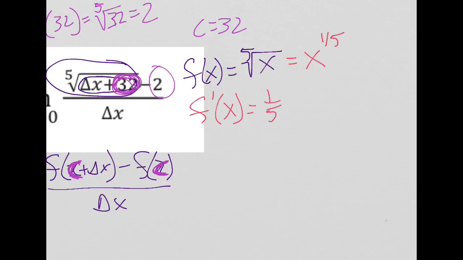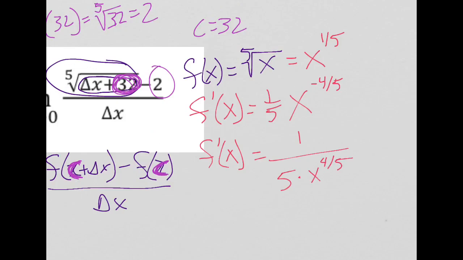Remember, that's what you do. You multiply by the power, 1/5 times x, and then you subtract 1 from the power, so 1/5 minus 1 is negative 4/5. And so I'm going to rewrite this as f prime of x equals 1 over 5 times x to the 4/5. And now we want to plug in our c value of 32. We want f prime of 32. So we get 1 over 5 times 32 to the power of 4/5.